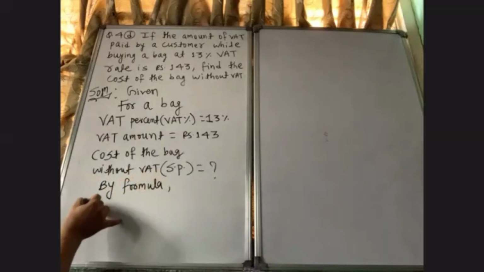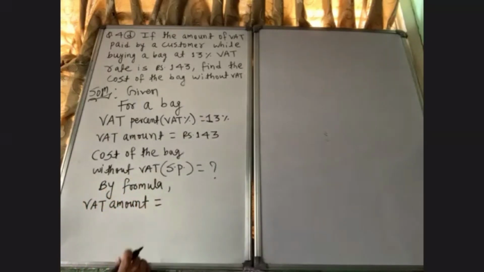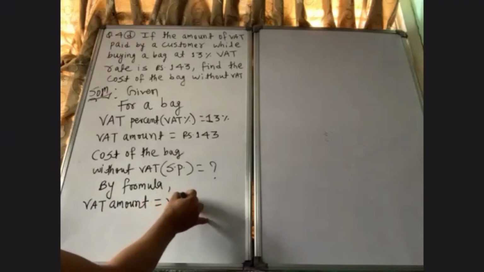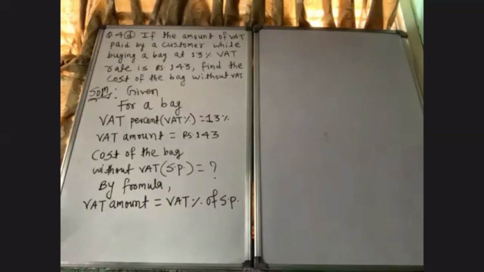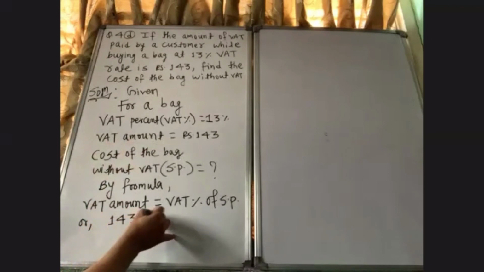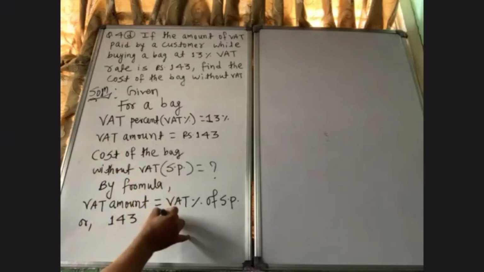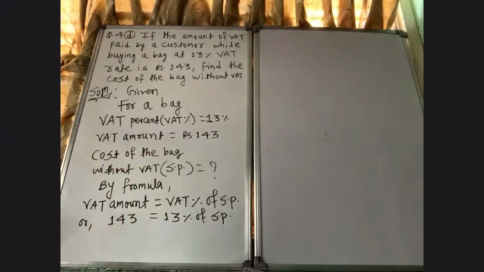So now, by formula, you know the formula for VAT amount. VAT amount is equal to VAT percent of SP. So VAT amount is given here, 143, is equal to VAT percent, that means 13%, of SP as it is. Don't replace SP, because we have to find the value of SP. That's why write it as it is.